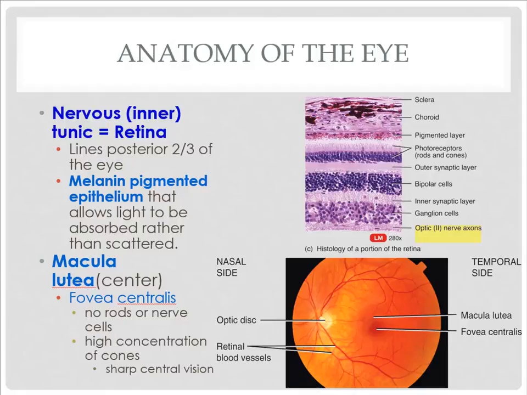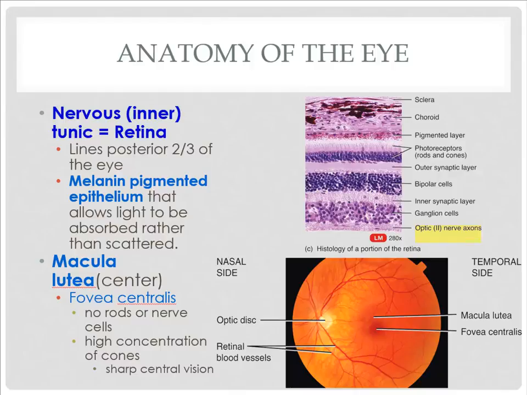Now onto the inner layer of the eye, the nervous tunic, which is going to contain the retina, which will contain the photoreceptors that will be attuned to the electromagnetic radiation. Now, the retina lines the posterior 2/3 of the eye. This is the back of the eye that only needs the retina simply because the light only strikes at the very back of the eye.